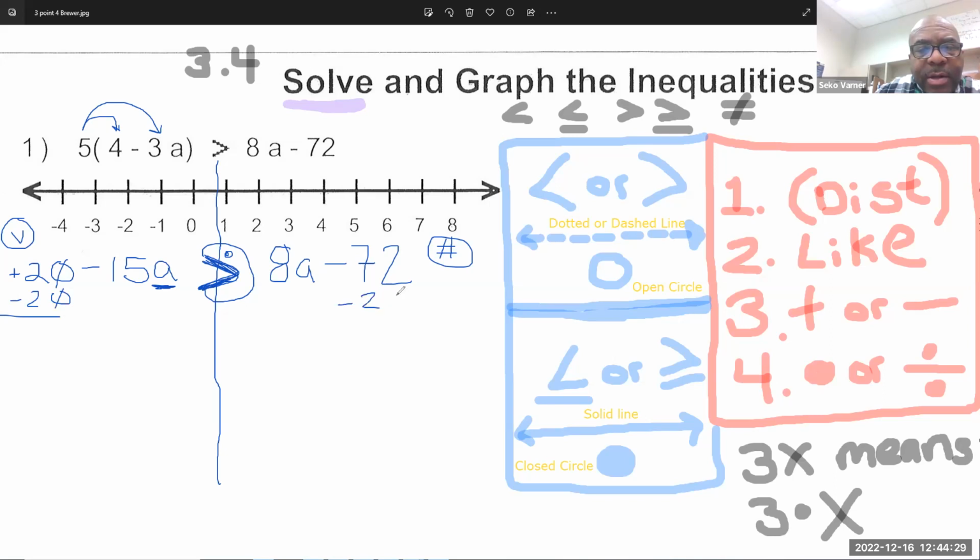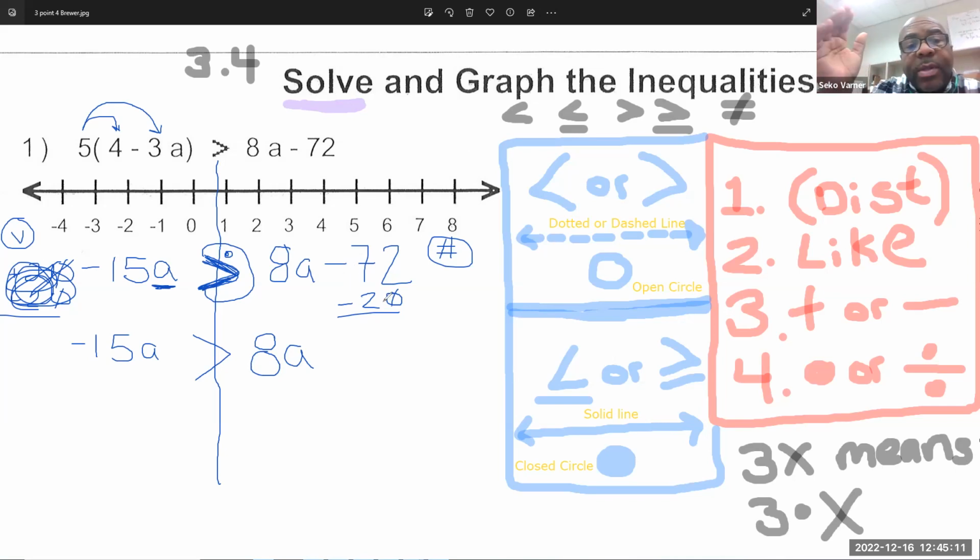And look, when I subtract 20 on this side, I'm putting it under the numbers. Now 20 minus 20. If you had $20, you spend it all, you have zero. That's gone. There's nothing left, right? So that leaves me over here with negative 15a. Once again, we're trying to keep the variable on this side. Is greater than 8a. Now we didn't do anything with 8a because 8a is the a family. It's the variable family. We can't combine the number and the variable family. So negative 72 minus 20.